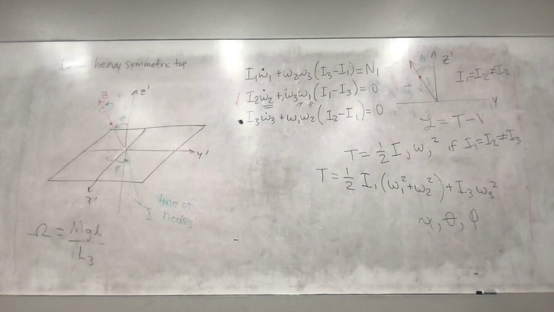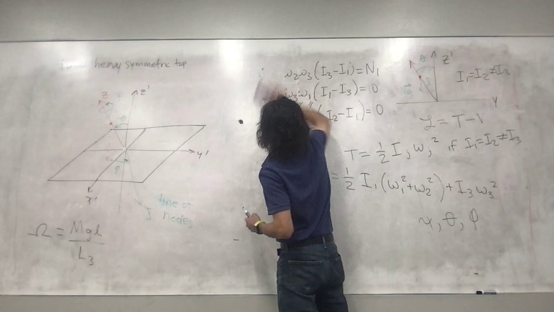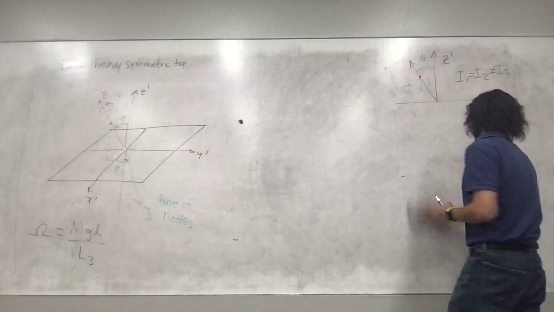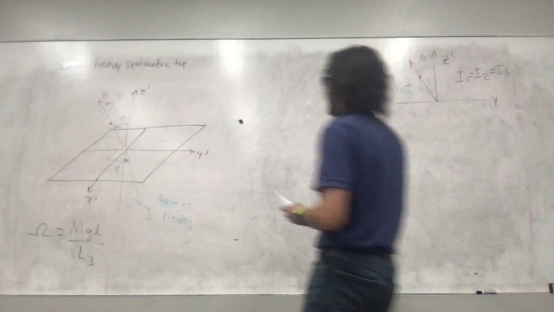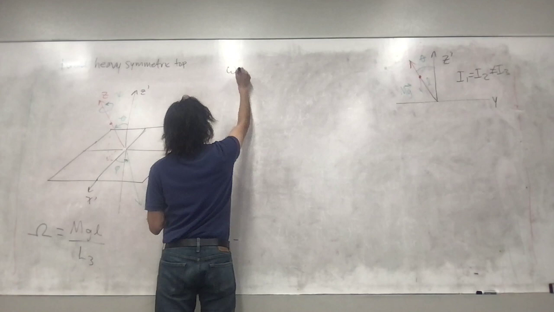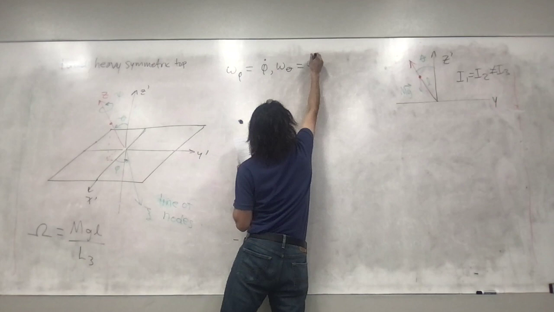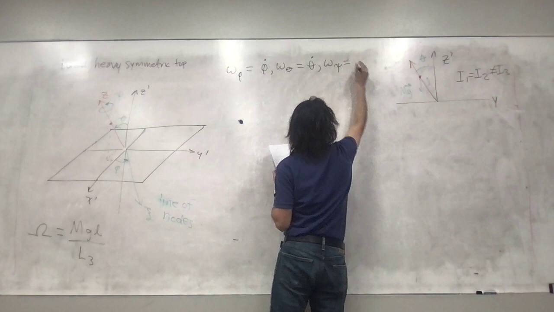Just like we needed these three rotations to align the axes correctly, we have to do the same thing with the velocities. And with the velocities, they're going to be infinitesimal rotations. So this is from chapter 4. So omega in the phi direction is phi dot. Omega in the theta direction is theta dot, and omega in the psi direction is psi dot.